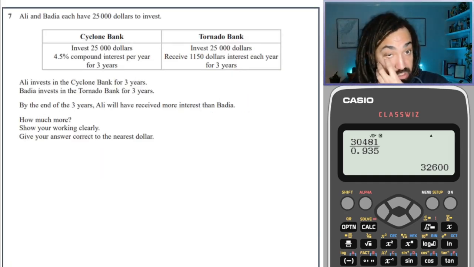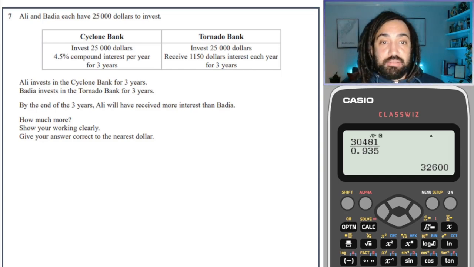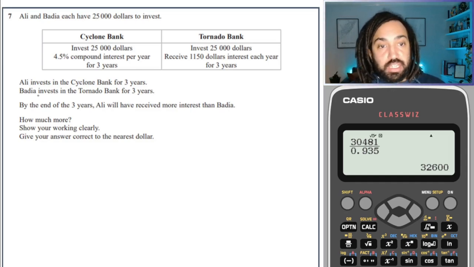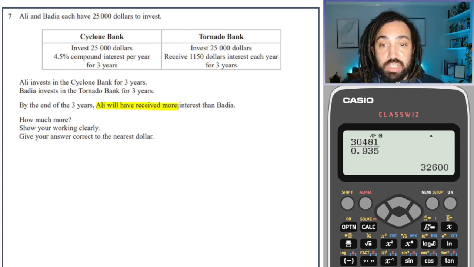Okay, we've got a bit of context here. We've got Ali and Badia each have $25,000 to invest. Okay. Blah de blah de blah. By the end of 3 years, Ali will have more interest than Badia, but how much more? Okay, so that's important. Ali will have more interest. So we're looking at the difference in the interest.